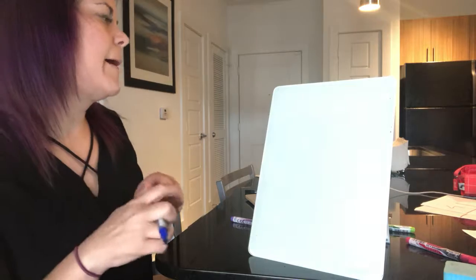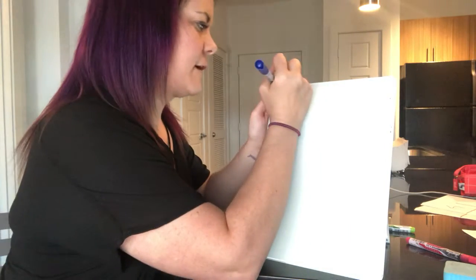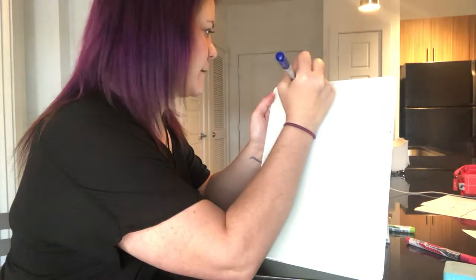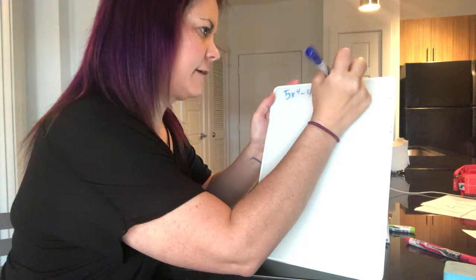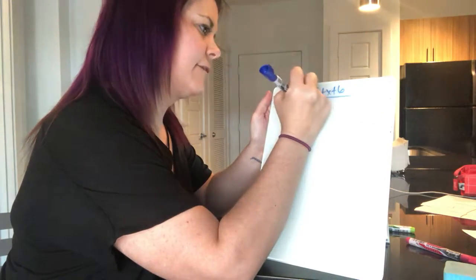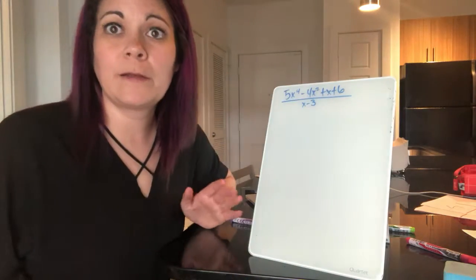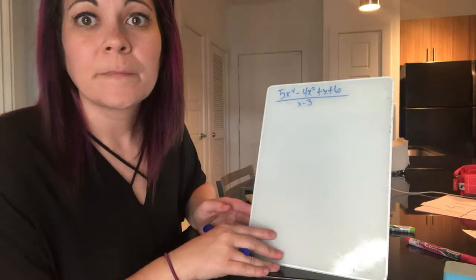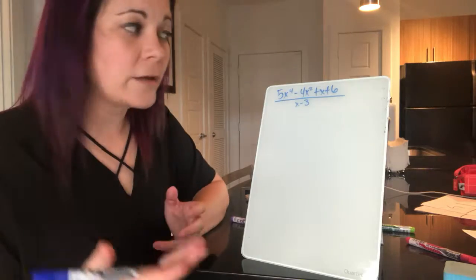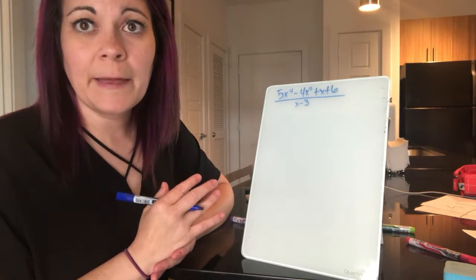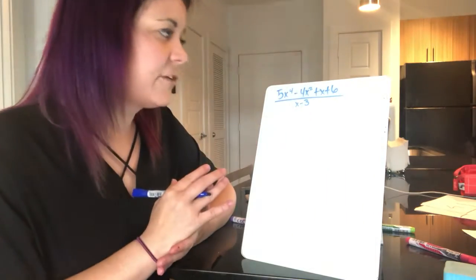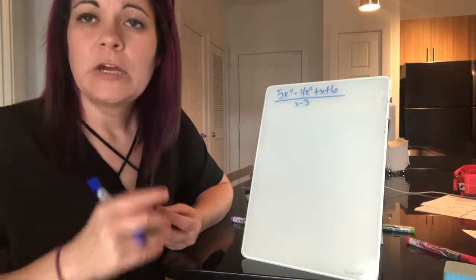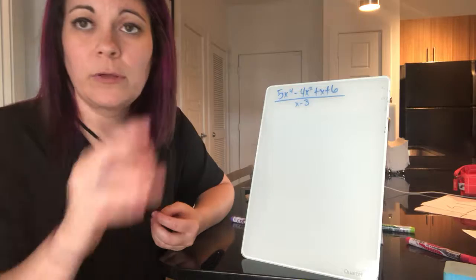Synthetic division. For example, we have this 5x to the fourth minus 4x squared plus x plus 6, and it's all divided by x minus 3. Yikes. We know how to do it with long division, but let's do it with synthetic division. With synthetic division, you have to have a coefficient for each variable. You have to count down.